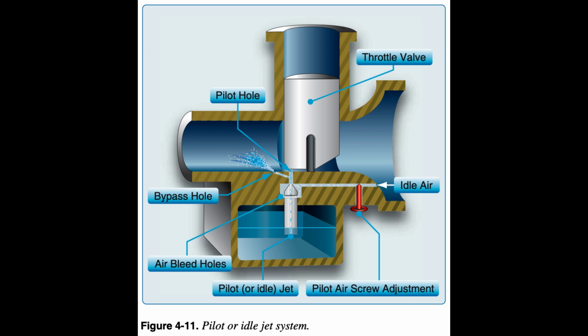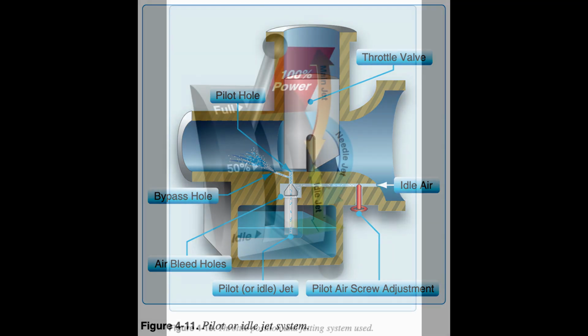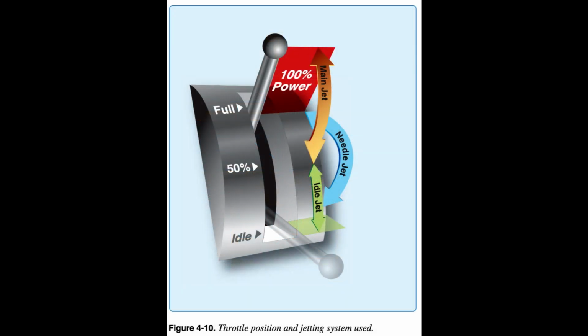The fuel/air mixture is supplied to the cylinders through the bypass hole. Figure 4.11. As the throttle is advanced and the throttle valve is raised, the fuel is sucked up through the main jet but is controlled by the opening and taper of the jet needle and needle jet. This is effective throughout most of the mid-range operation.